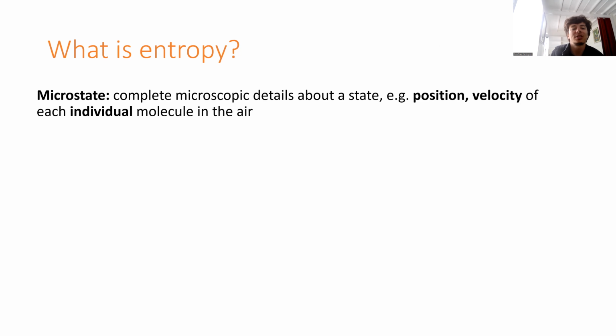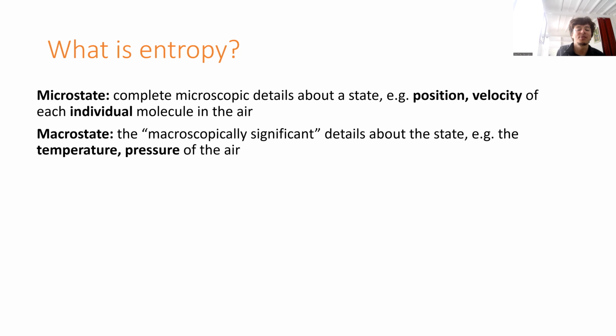So we first need two different notions. We need the notion of what a microstate is and what a macrostate is. So a microstate is just the complete microscopic details of a particular state of some system, of our egg, right? So that includes things like the position and the velocity of each individual molecule in the air and each individual molecule in the egg yolk splattering apart and so on. And then there's the notion of a macrostate, which is sort of the macroscopically significant details about the state. So for example, with the air, it would just be the temperature and pressure. With the egg, it's just roughly how it's splattering.